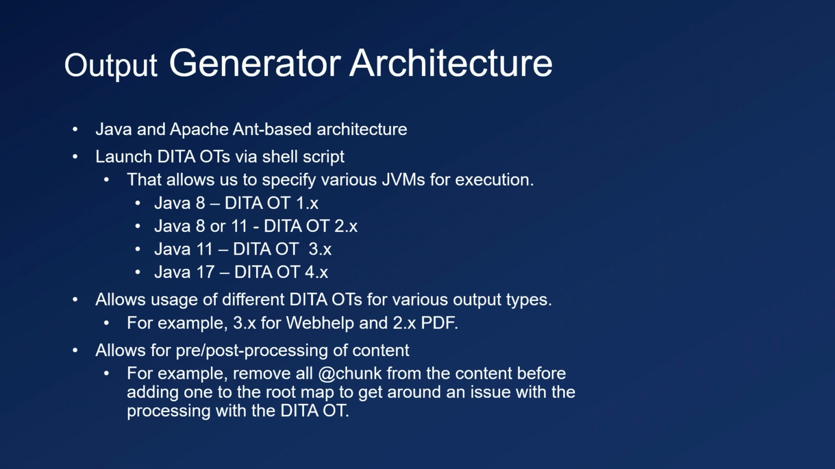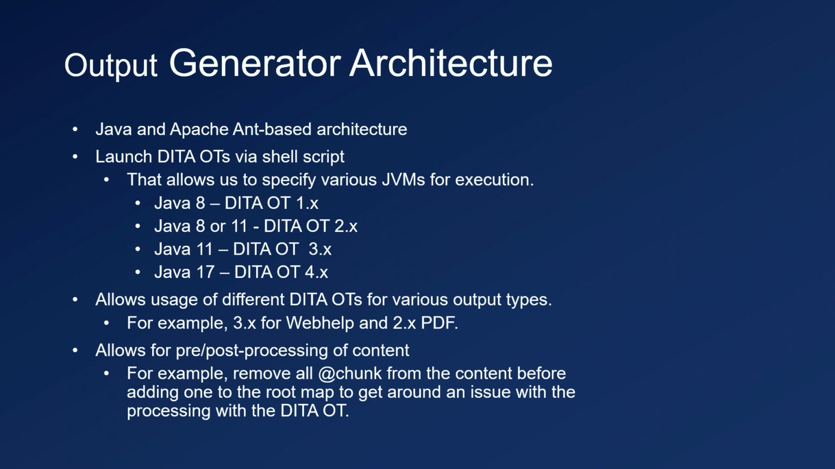We do so all via shell scripts, mainly because we need to support a whole bunch of different versions of the open toolkit, right? Clients might have, for web help, the latest version, so that needs 3.x. They may still have PDF that still uses 2.x. Some people still use CHM that uses 1.x, right? So there's a lot of different environments where things can happen.